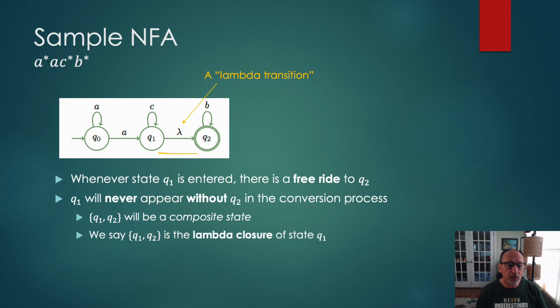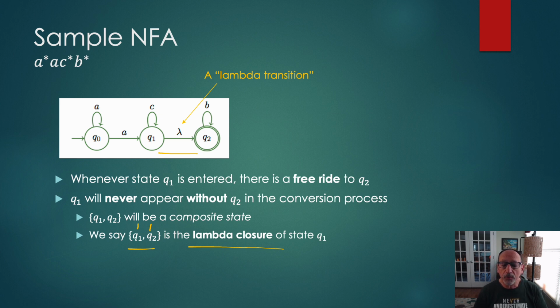And we have an important term for that. We say that Q1, Q2 is the lambda closure of Q1. So the lambda closure of a state includes the state itself and any other states reachable by one or more lambda transitions. They can be in a sequence, and we'll see an example of that a little later. So let's start the process.